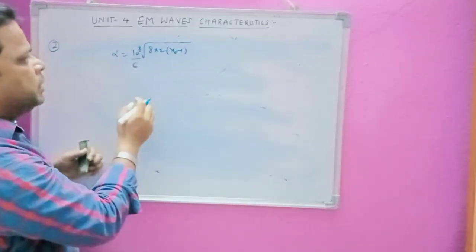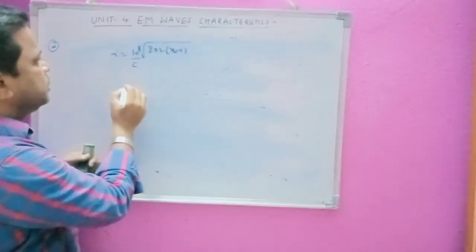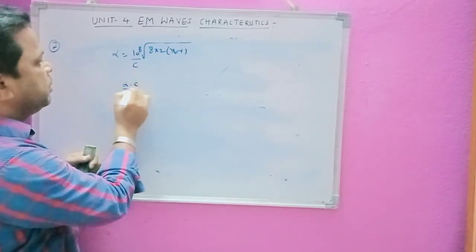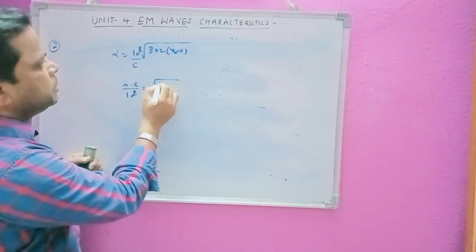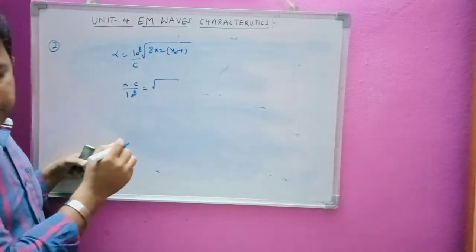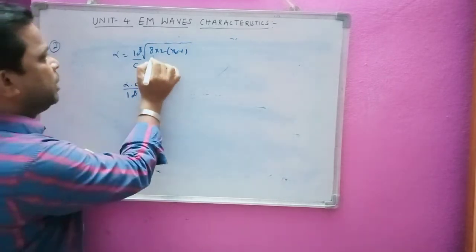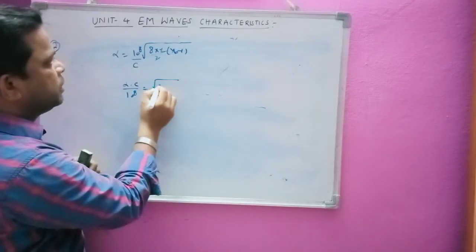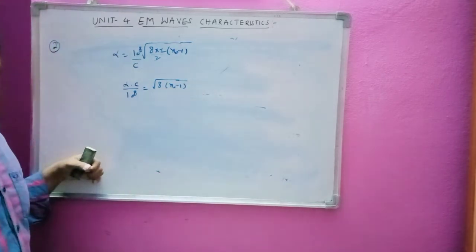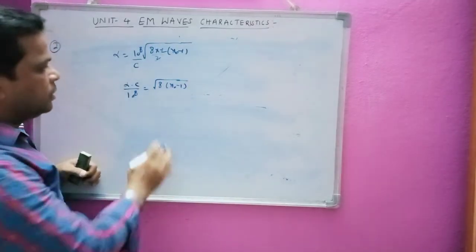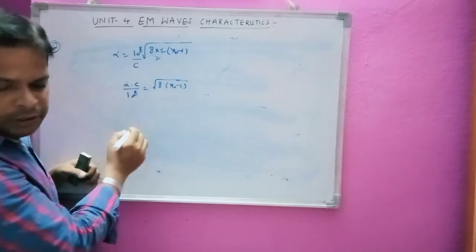Let us substitute these values here. If I send this to the right hand side, alpha into c by 10 to the power of 8 into square root of 8 into 2. Here we have 2, these two will get cancelled, leaving 8 into square root of x naught minus 1. After doing these calculations, let us send the alpha value to the right hand side.